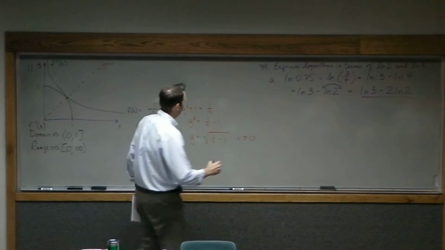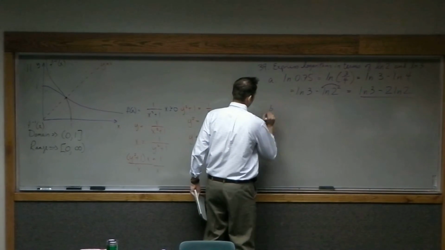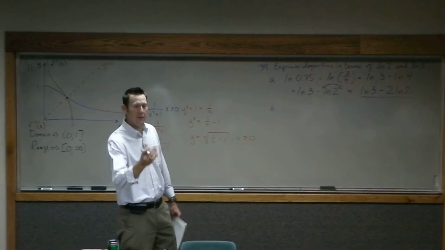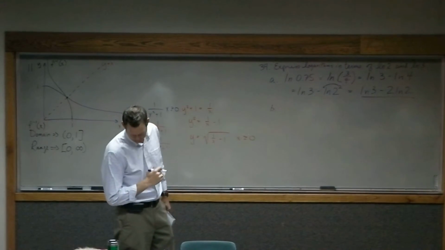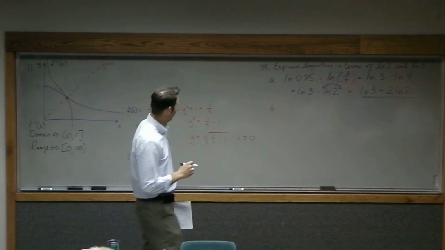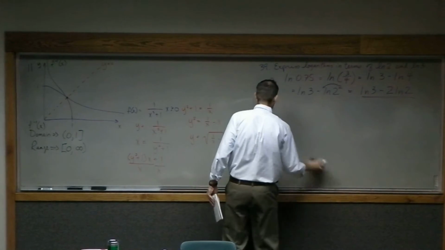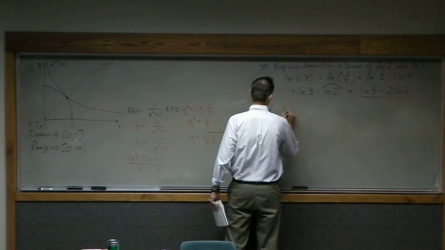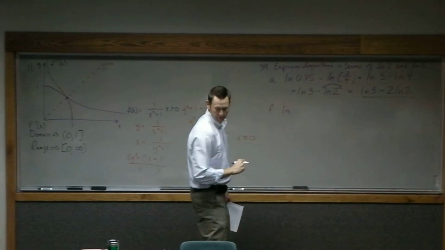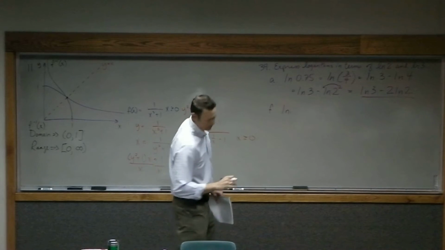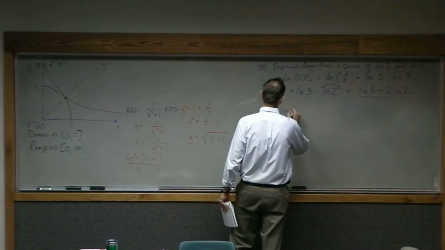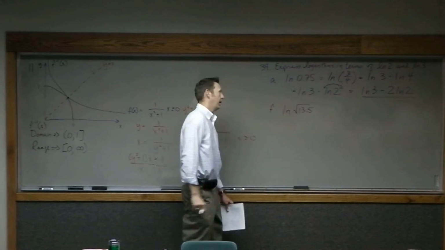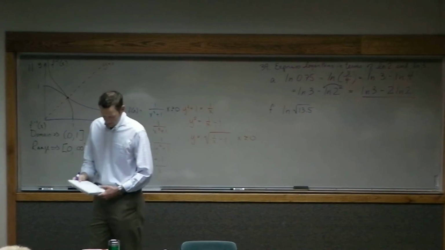So, and we can do, well, do B. Not do B, okay. Which one would you have me do? F. F, okay. So natural log of the square root of 13.5. Square root of 13.5. Okay, any ideas?